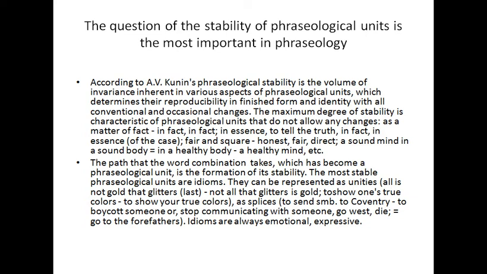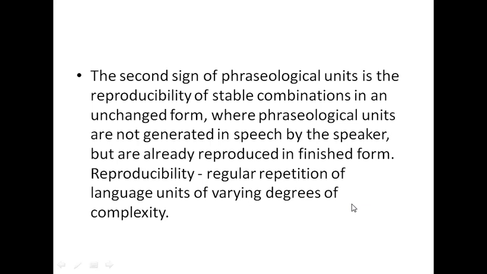The most stable phraseological units are considered to be idioms in Russian phraseology. They can be represented by unities. For example, all is not gold that glitters. To show one's true colors. To send somebody to Coventry, it means to boycott somebody, to stop communicating with someone, or to go west, it means to die. Idioms are always emotional and expressive. You know that all the phraseological units are very emotional and expressive units.